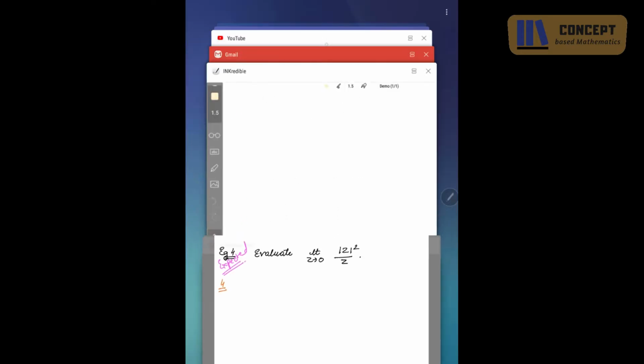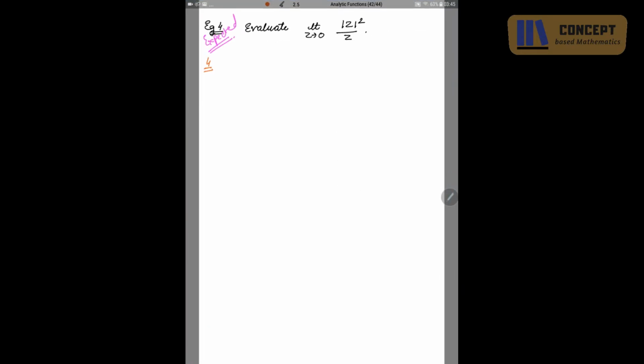Evaluate the limit as z tends to 0 of mod of z square over z. Here f of z, I am taking, is mod of z square and g of z is equal to z. So let's check it. Let's open it first: limit z tends to 0, mod of z square over z.